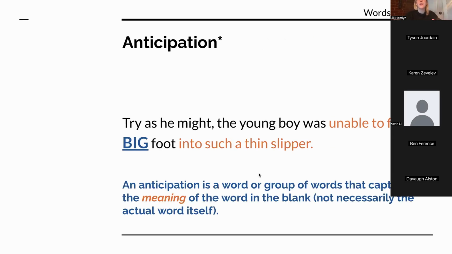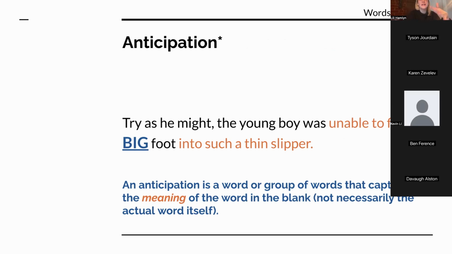The second step of anticipation is to come up with our own word, right? So what we would call our anticipation. An anticipation is a word or group of words that captures the meaning of the word in the blank, not necessarily the word itself. So in this case, big would make sense, right? Because we're told that he was unable to fit the foot into a thin slipper. It suggests that the foot is big.